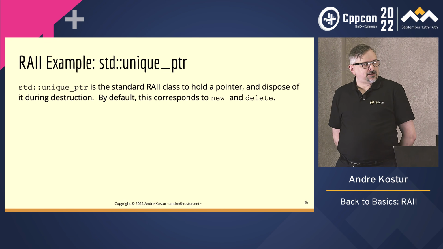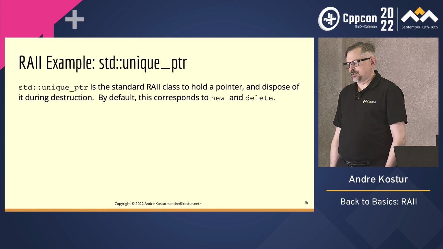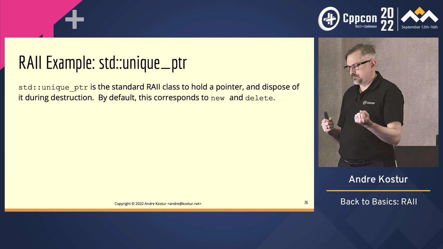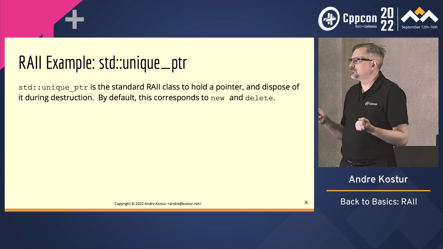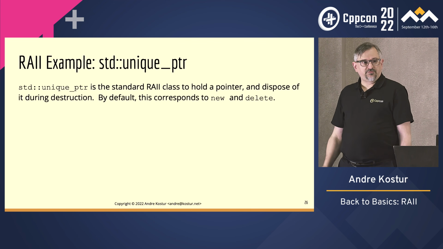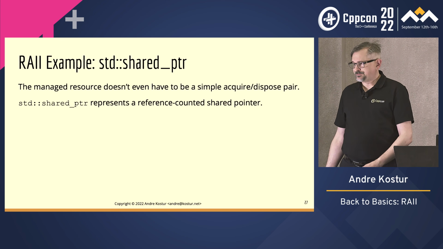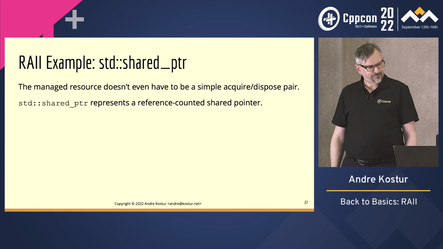Another poster child example of RAII, std::unique_ptr. If you're in the shared pointers talk two sessions back, you learned all about std::unique_ptr. Standard RAII class, its job, takes in a pointer and will ensure that it gets deleted when it goes out of scope. I would hazard to say it's probably one of the most common RAII classes used. But even beyond unique_ptr, there's std::shared_ptr, and that deals with what happens if you have multiple people owning the resource. Again, two sessions back, you get lots of details on shared_ptr.